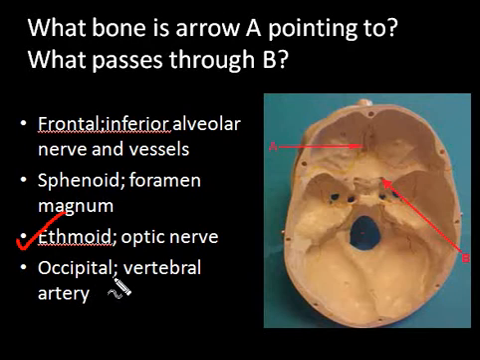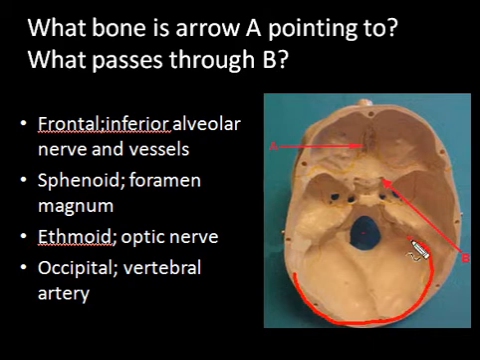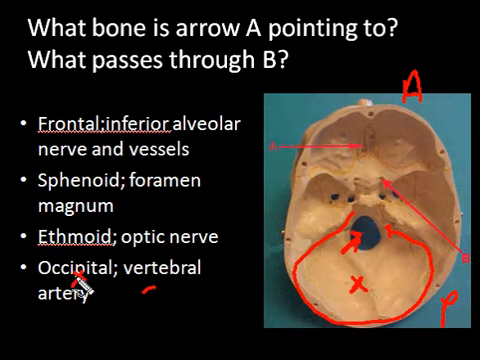And let's look at the last choice also, where it says occipital and vertebral artery. Well, this is the occipital bone, this whole bone up here, going this way, is the occipital bone. This part is the occipital bone, and this is posterior and this is anterior. So you can see how huge this bone is. So it's not the occipital bone. And vertebral artery is one of the structures that passes through foramen magnum, and this is the foramen magnum. So of course this is not this, so therefore this answer is not correct.